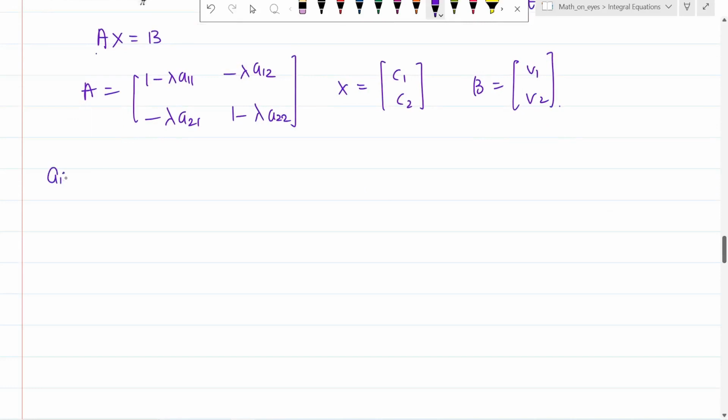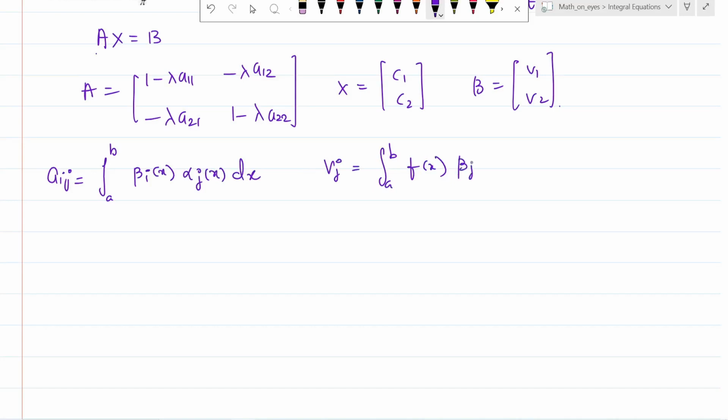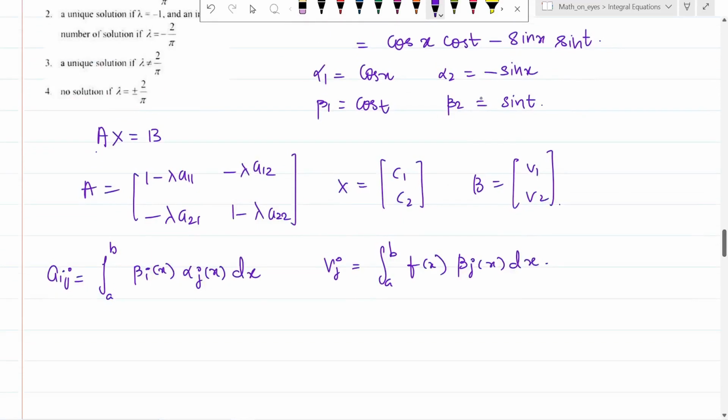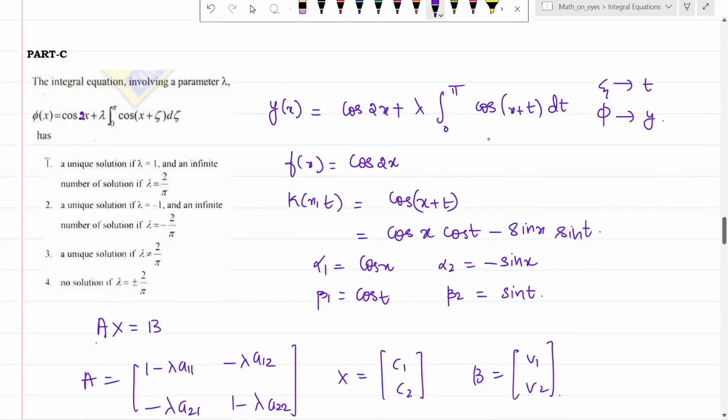Now, Aij will be equal to the integral, whatever the limit, from a to b of beta i of x into alpha j of x dx. And Vj will be equal to the integral from a to b of f of x, which is not equal to 0, and then beta j of x dx. So we will find them one by one. Now here we need alpha 1, alpha 2, beta 1, beta 2. A11 is equal to the integral. What is the limit of the integral? Integral 0 to pi.